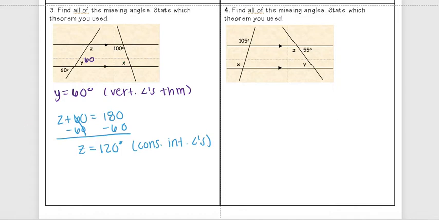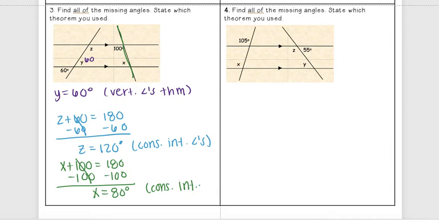And then now lastly, I see X and 100. They're both on the same side of this transversal now. So this picture really had two transversals. And I see they're on the inside. And so that means these are also consecutive interior angles. So I know that X plus 100 is also equal to 180. And so I subtract 100 from both sides. And so I get that X is equal to 80 degrees. This was the consecutive interior angles theorem. Okay, go ahead and pause the video, and I want you to try that next one.